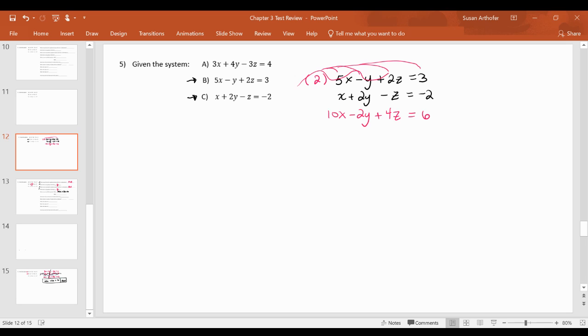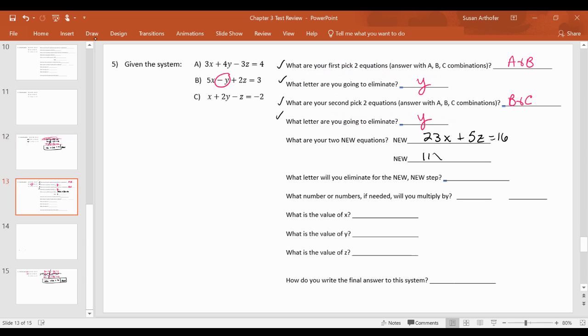Then I'm going to wave that out, draw my line, think up and down, up and down. 10x and 1x makes 11x. The y's cancel. 4z minus 1z is 3z. And 6 minus 2 equals 4. This comprises our second new equation. And so we'll fill that in on our form.